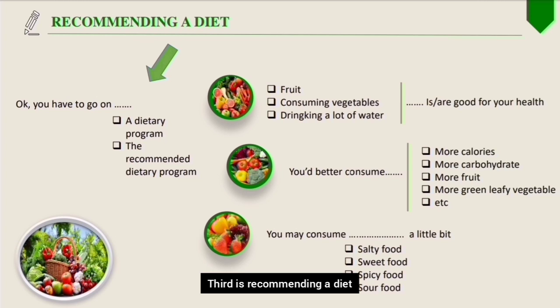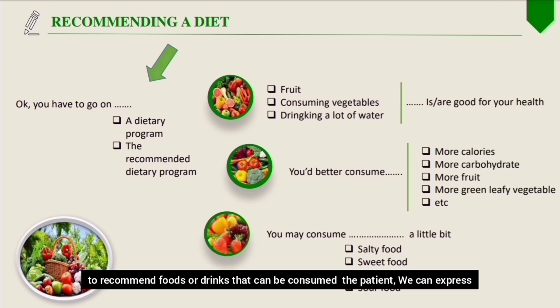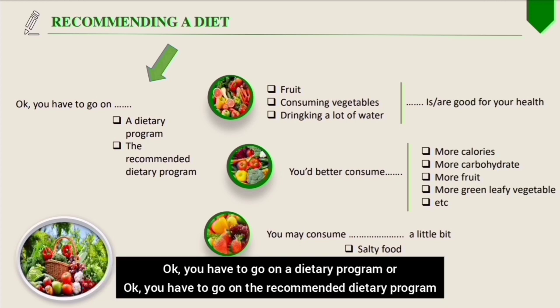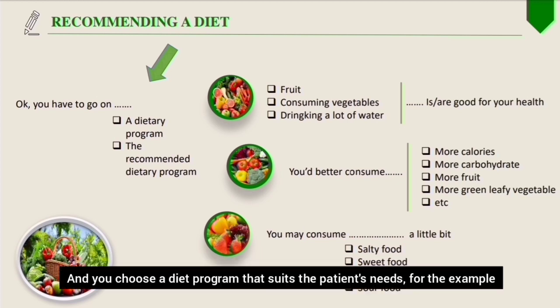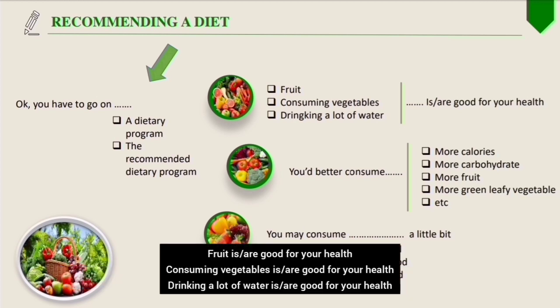Third is recommending a diet. To recommend foods or drinks that can be consumed by patients, we can express, okay, you have to go on a dietary program, or okay, you have to go on the recommended dietary program. And you choose a diet program that suits the patient's needs. For example, fruit is good for your health. Consuming vegetables is good for your health. Drinking a lot of water is good for your health.